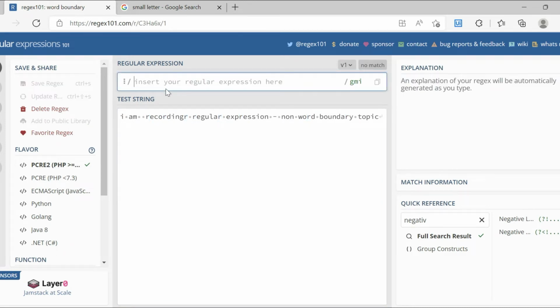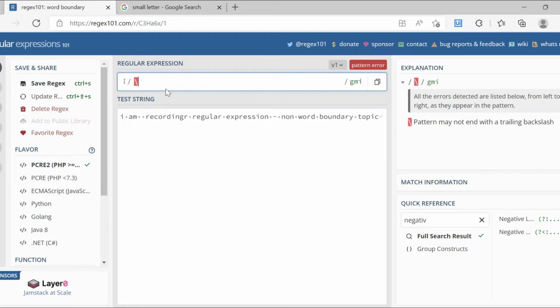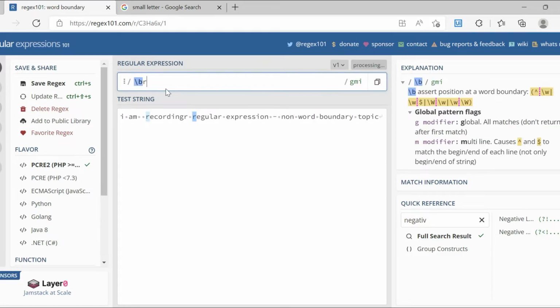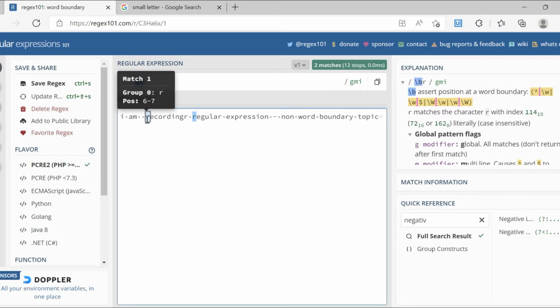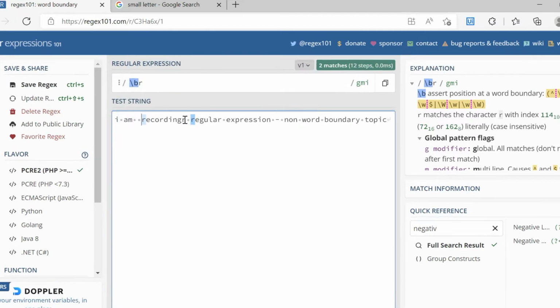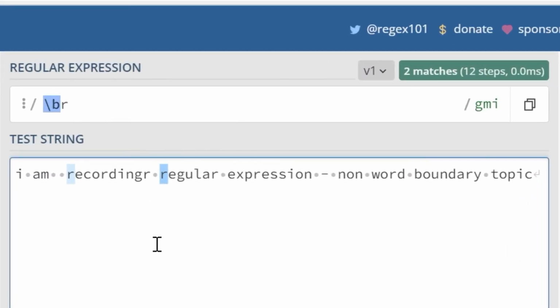Now I will use \b, that is the start of the word boundary. Word boundary means, I hope most of you have already watched the last video, but we will just see a quick recap of word boundary. At the starting of the word, there should not be any word character, and at the end of the word also there should not be any word character. Then such a word will be recognized as word boundary.